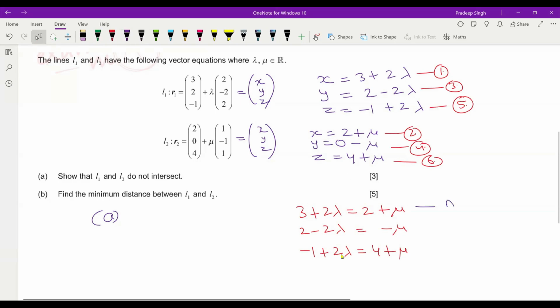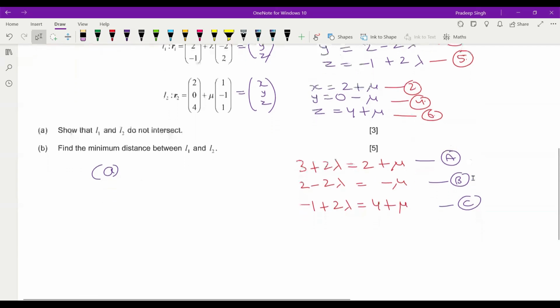So let us name these equations A, B, and C. You can see there are three equations and we only have two variables, lambda and mu. So these are simultaneous linear equations. Let's try to find the value of lambda and mu. Now, if you observe equations A and B, let's add the two equations. So A plus B. On the left-hand side, we'll get 3 plus 2, and this 2 lambda will get cancelled out because we are adding.